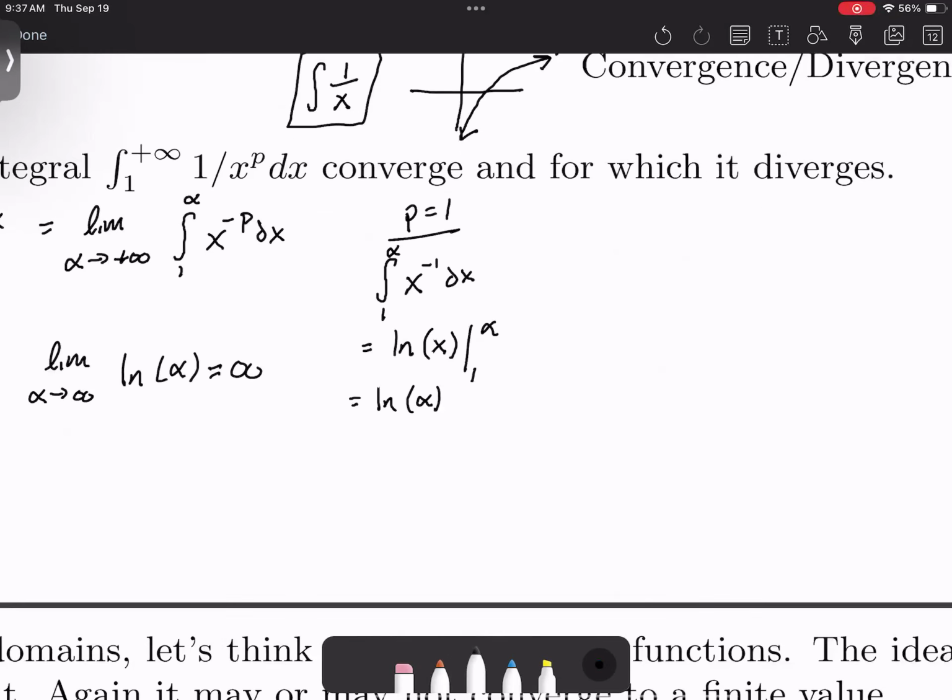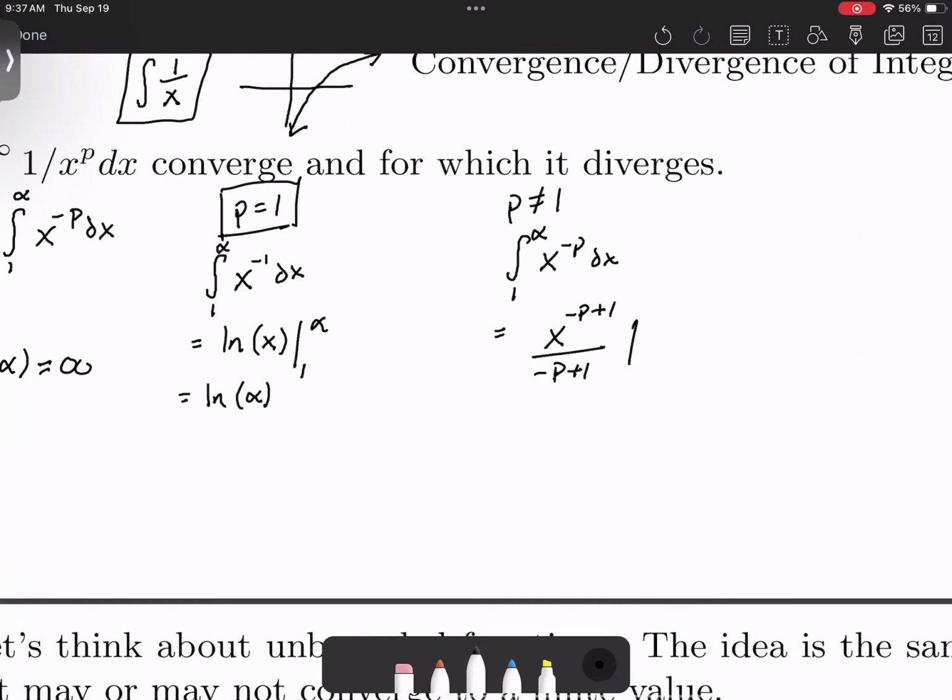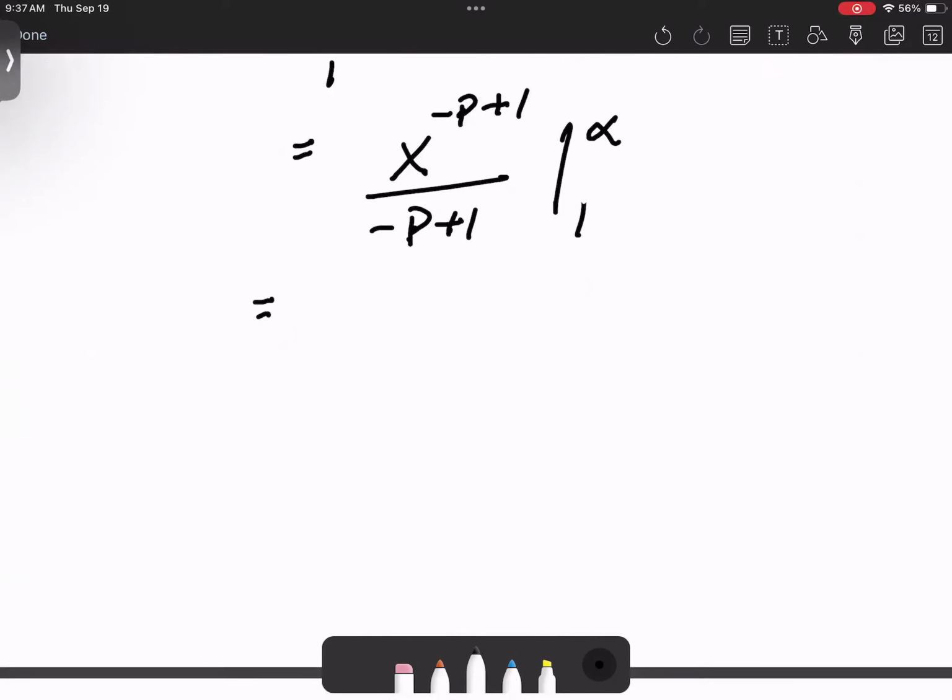So now that we've dealt with the case where p is equal to 1, let's look at the case where p is not equal to 1. If p is not equal to 1, we can use a power rule. So the integral from 1 to alpha of x to the minus p is going to be x to the minus p plus 1 divided by minus p plus 1. And we evaluate that antiderivative between 1 and alpha. So I'm just going to rewrite some things here. I'll write this as x to the 1 minus p over 1 minus p.